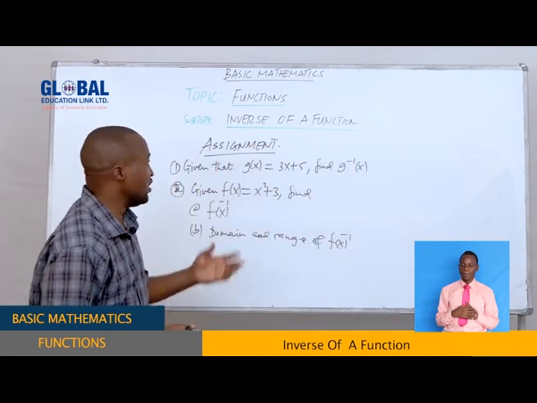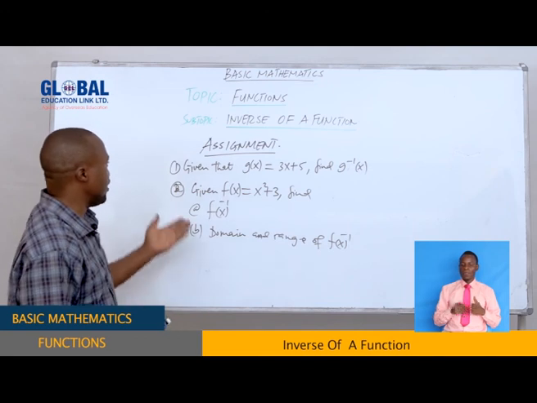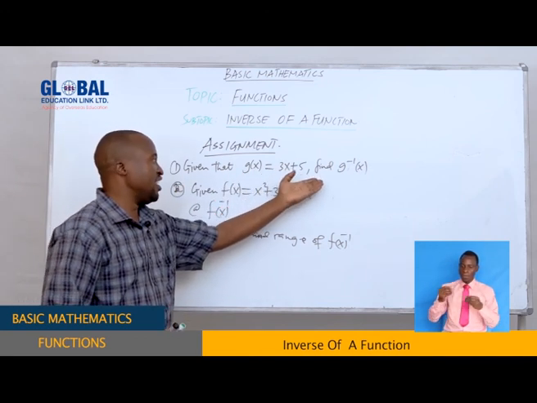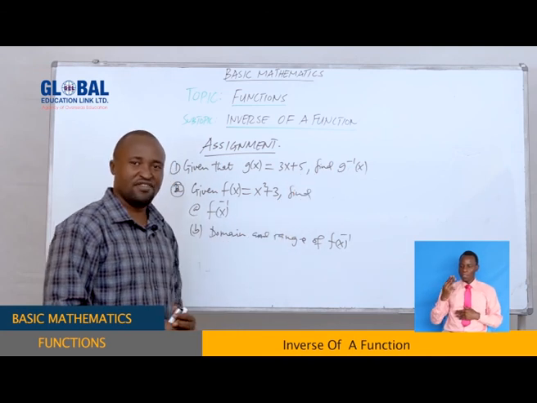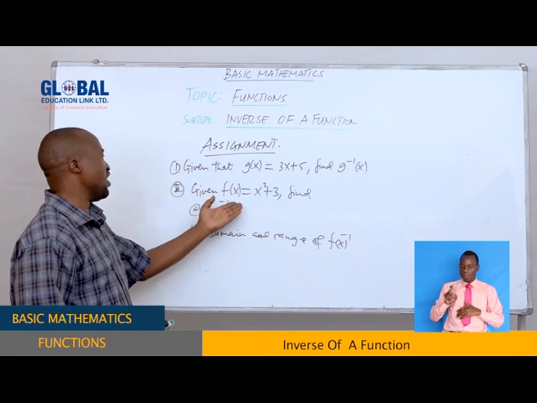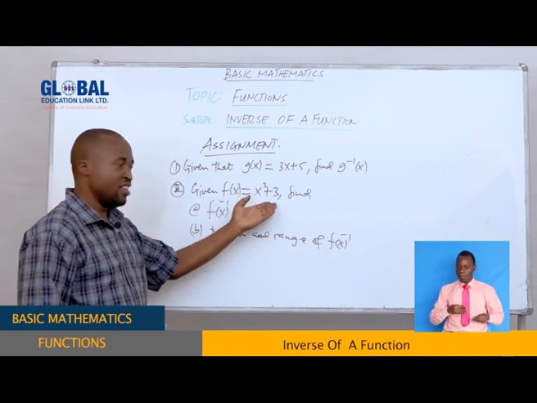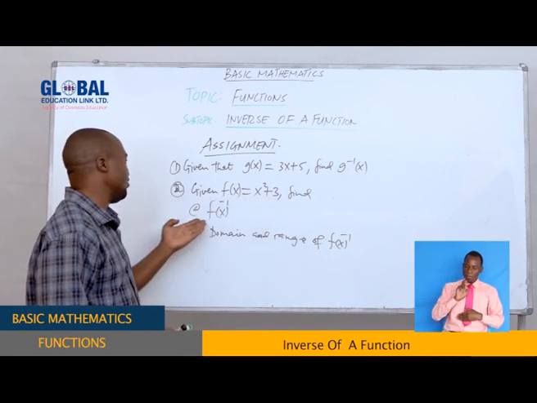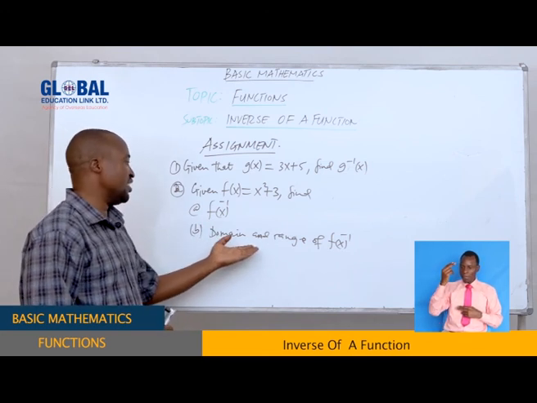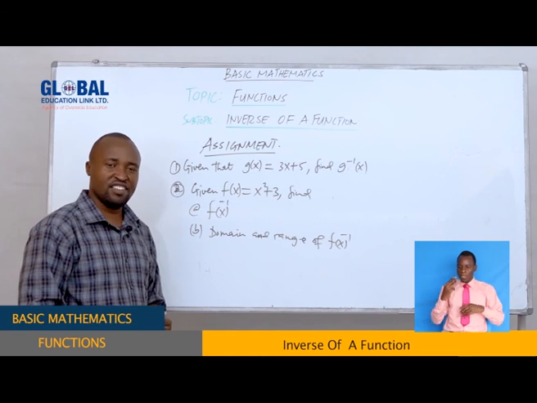So dear student, this is the assignment for you. The first question, given that g of x is equal to 3x plus 5, find g of x inverse. The second question is, given that f of x is equal to x squared plus 3, find f of x inverse, and also the domain and range of f of x inverse.